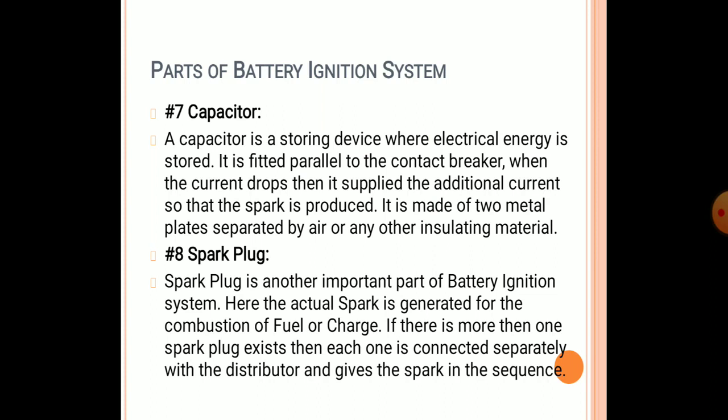The end part of the system is the spark plug. The spark plug is another important part of the battery ignition system, where the actual spark is generated for the combustion of fuel. If more than one spark plug exists, each one is connected separately to the distributor, and sequential operations can be performed with the help of the battery ignition system. The battery is easily portable and can be easily fitted in two-wheelers and also in four-wheelers.